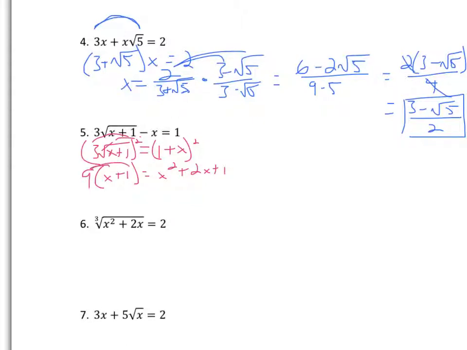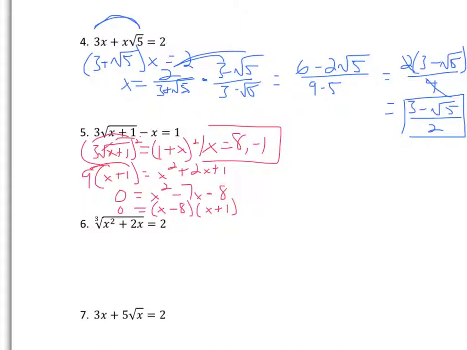So we can distribute our 9 and then subtract everything over because we're going to have a quadratic. So 0 equals x squared, 2x minus 9x is minus 7x. Oops. And 1 minus 9 is minus 8. Okay, so 0 is going to be equal to x minus 8, x plus 1. So x equals 8 and negative 1. Now, we do have to go back and check and make sure both of these work.